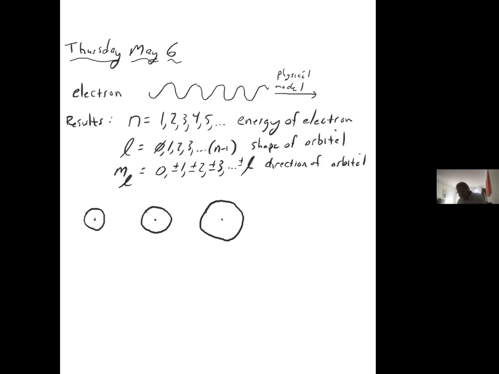There's some details about them that I'm not going to go over. Okay, not very good drawings there. Okay, so this is the case where n equals 1, 2, 3, 4. As you can see, the orbitals get larger as n increases, and the larger they are, the more energy they have. Okay.